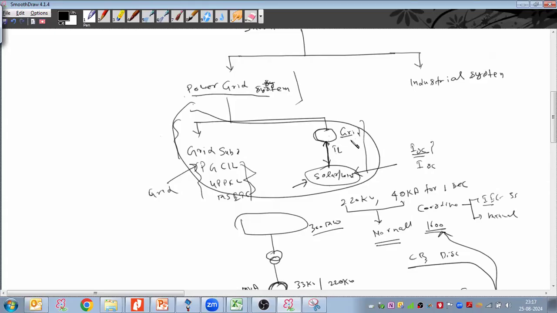Source is grid, right? At the solar substation you have grid, then you have solar substations, and then you have the inverter, right? So the inverter is not the source, the grid is the source. There is no other source here. The inverter is a power electronics device, which is a very weak source. So who is the main source? The main source of the fault is the grid.